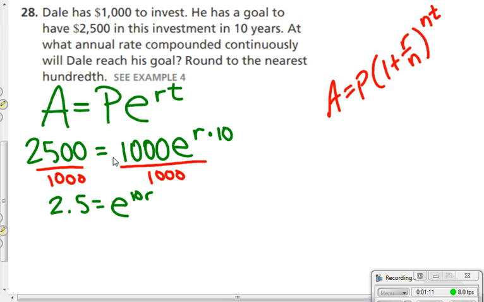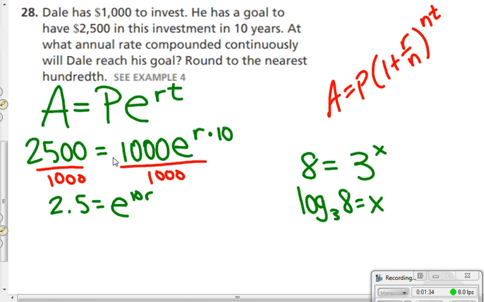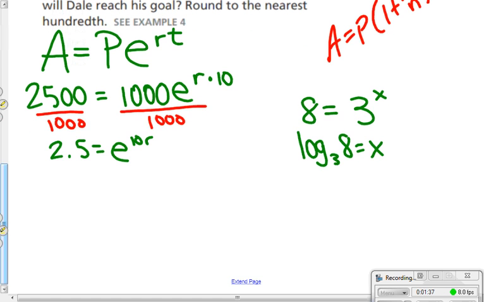At this point, it's just like solving any equation where you have, we've done problems like, for example, 8 equals 3 to the x. How would you find x? You'd do log base 3 of 8 equals x, and you'd evaluate it on your calculator. So it's the same idea here because the variable is in the exponent. So it's going to be log base E, I'll rewrite that in a minute, of 2.5 equals the exponent 10R.